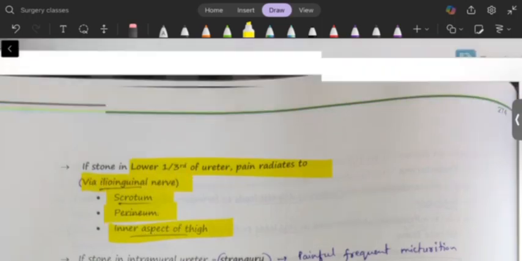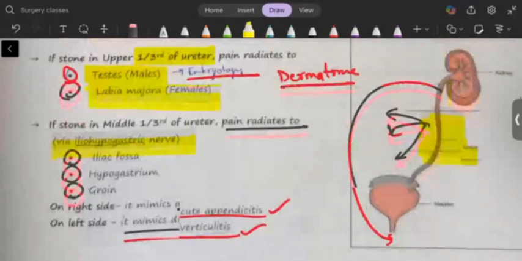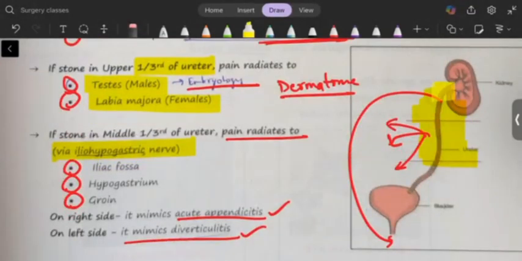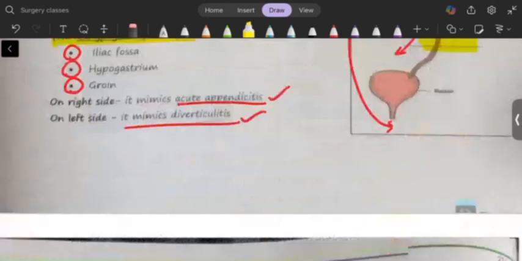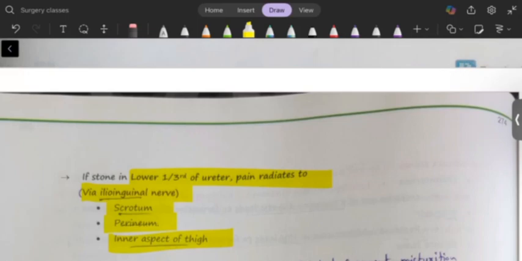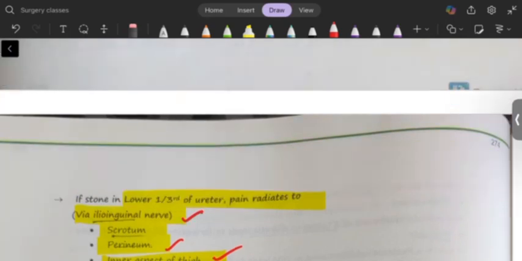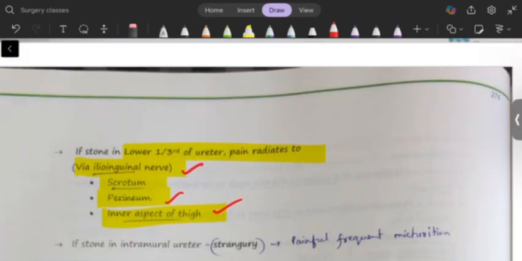So what we need to know is that upper 1/3 is a bit difficult, we tend to forget this. If the stone is in the upper 1/3, it will reach the testis or labia majora, whereas if it is in the lower 1/3, the pain will be radiating to the scrotum, perineum and inner aspect of the thigh. Okay, so this is important. If the stone is in the intramural ureter, then there will be painful frequent micturition, which is called strangury. Intramural means it is inside the muscle.